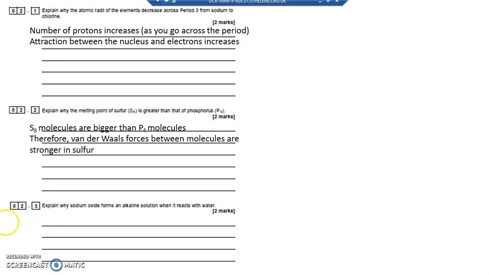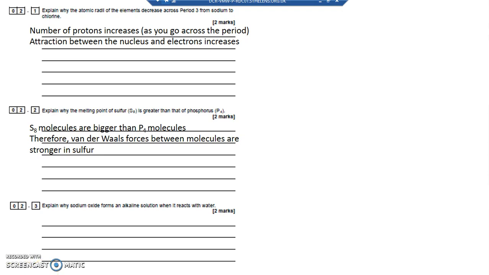So S8 is bigger than P4, therefore you get a greater intermolecular attraction between the bigger molecules. You've got to name the force, it's van der Waals. So that's essentially the attraction between the nucleus in one atom, in one molecule, and the electrons in another molecule, and therefore you get more van der Waals forces. So therefore the melting point will be greater in sulfur because it's a bigger molecule. S8 is bigger than P4.